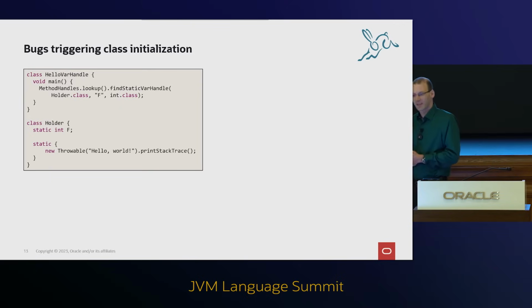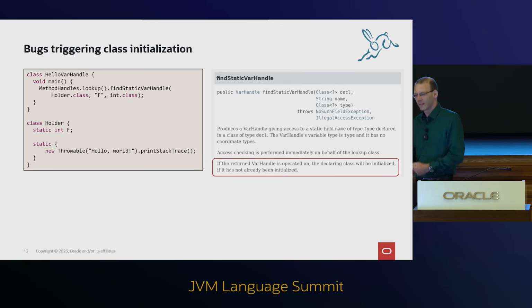Then there are, of course, bugs triggering class initialization in the JDK. One thing we found is this nice thing, findStaticVarHandle. You want to look up a var handle for a static field, and you read the specification of findStaticVarHandle, and it says, well, if the var handle is operated on, so when you really then use the var handle, then the declaring class will be initialized if it has not already been initialized. So you would assume in this example here, I'm not operating on the var handle, so my holder class cannot be initialized.